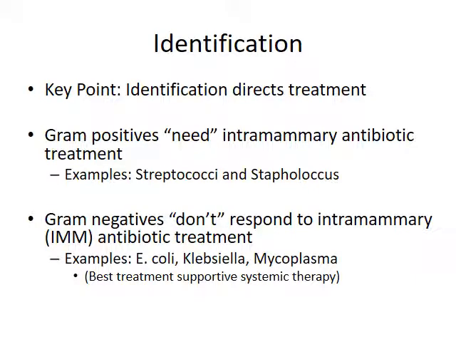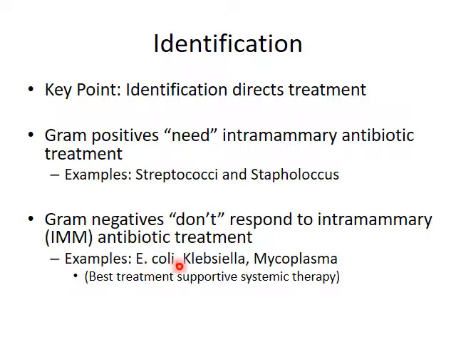So the key point of all this is identification directs our treatment. And if we're thinking about just gram positive and gram negative bacteria, gram positives are going to need, as a rule, intramammary antibiotic treatment. They respond to penicillin-based or penicillin-derived treatments. Because those gram positives lack that extra outer layer, penicillin can come in and disrupt things, and you're going to have success often, but not all the time, with penicillin against your gram positives. Gram negatives don't respond to intramammary antibiotic treatment, specifically the penicillin based. That extra outer layer confers on them kind of an immunity to penicillin.